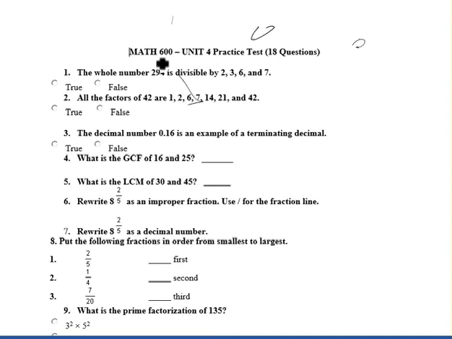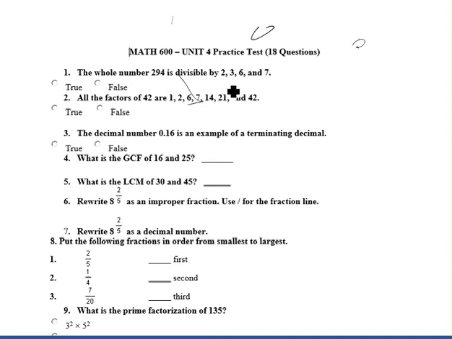Unit 4, first question: the whole number 294 is divisible by 2. Well, I know it's divisible by 2 because it's an even number. The question is, is it divisible by 3? 3 goes into 29 9 times, and that would leave 2, and 3 goes into 24 8 times. So yes, it is divisible by 3.